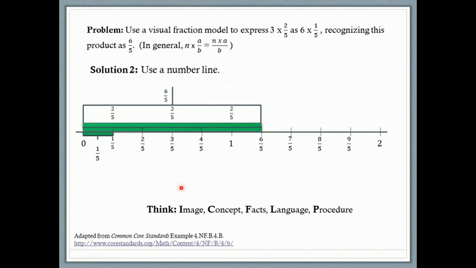Again, we've used images to support the concept, but a little bit more abstraction now that we're using a number line, specifically a number line that's broken into pieces of fifths. So it's a little bit more abstract, and we can see both the whole numbers and the fractions within the number line.